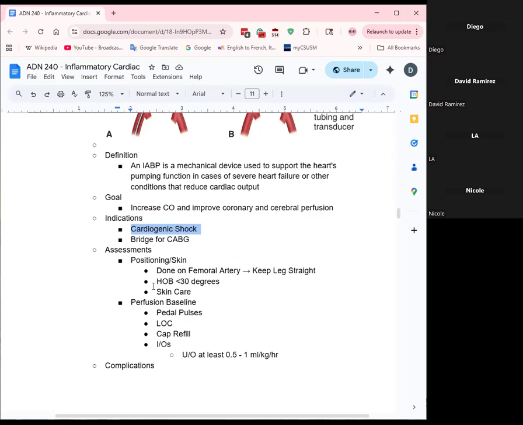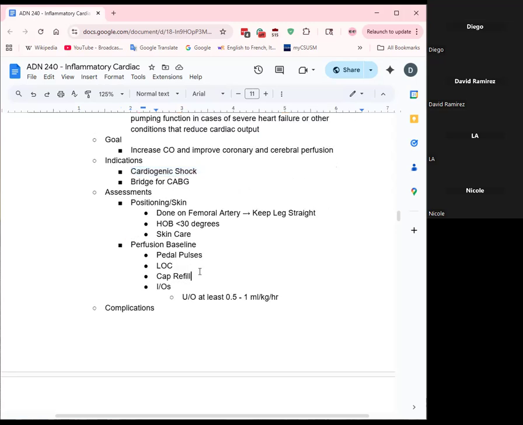Their head of the bed should be under 30 degrees to not cause any additional pressure on that area. And you're going to want to take care of the skin around it because you have an invasive procedure on a major artery. So you definitely do not want an infection happening there because that's going to go straight into the circulation.